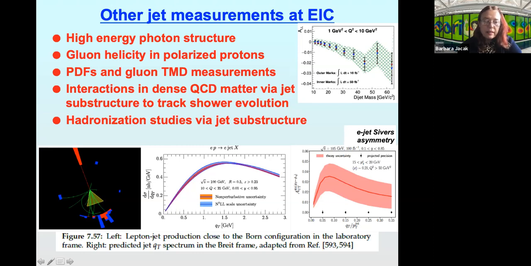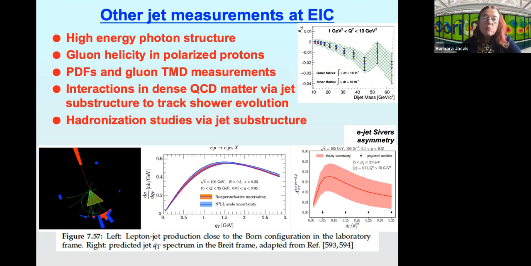If you look in the Breit frame, so here's the photon, here's the remnant of the jet, then you can extract the Sivers asymmetry from the electron jet correlation and get at the TMDs via jets without having to pay the price of folding in the uncertainty from the hadronization. And we will start to be able to study the hadronization via jet substructure.